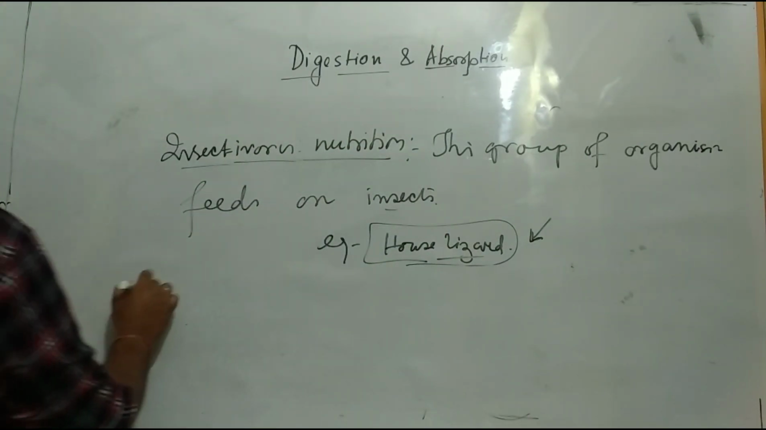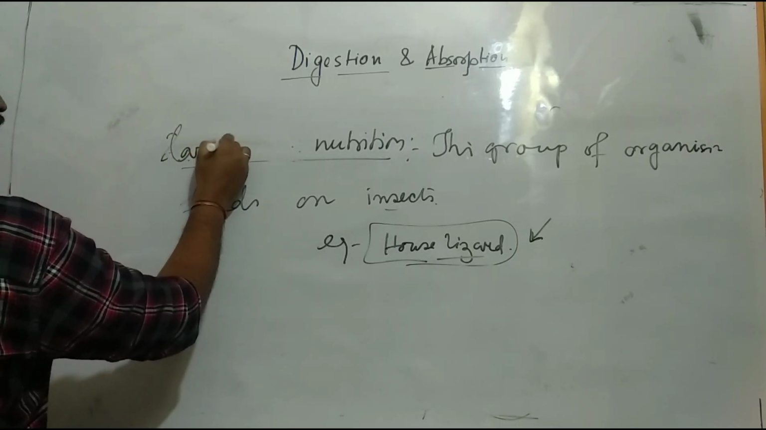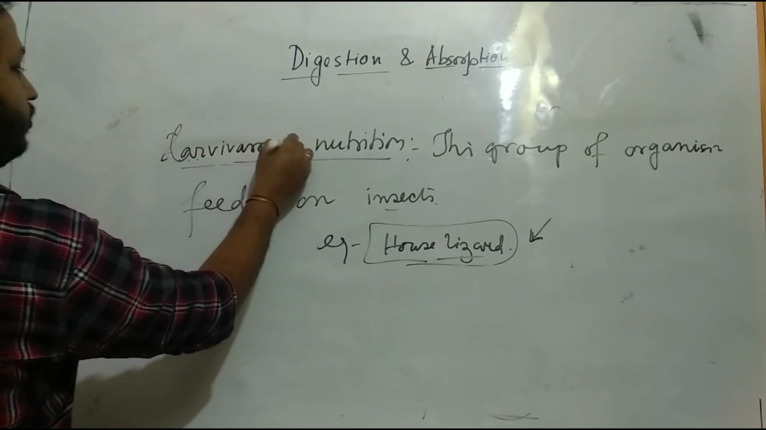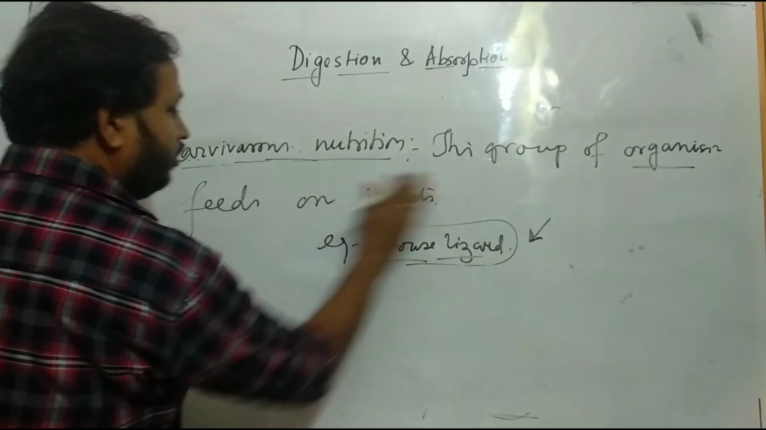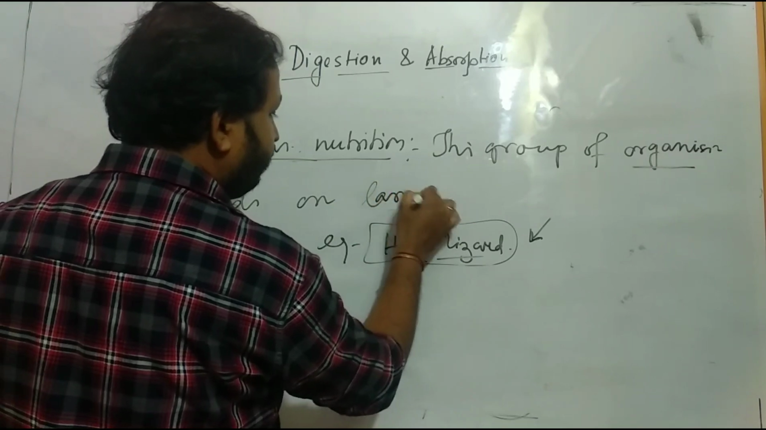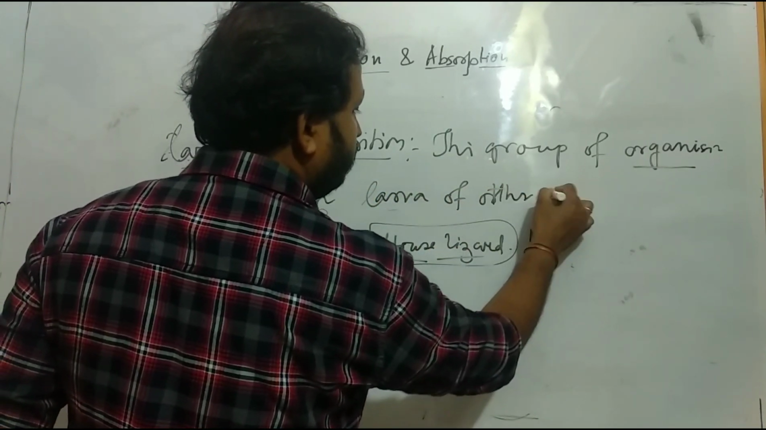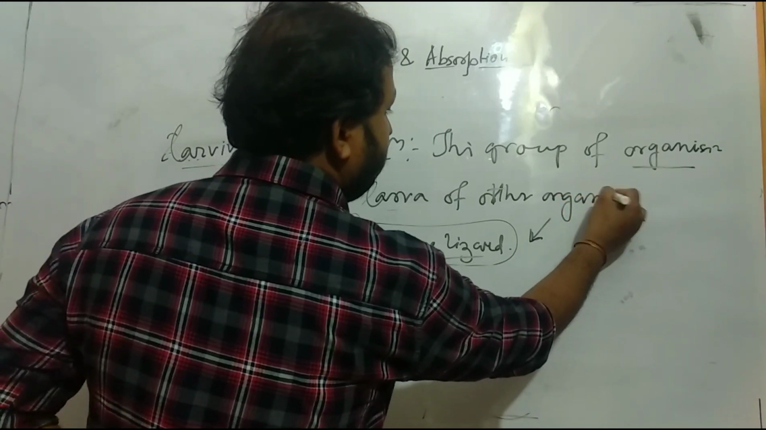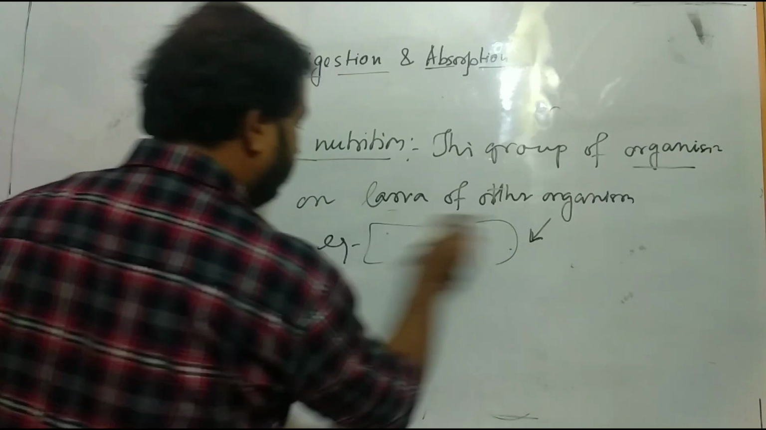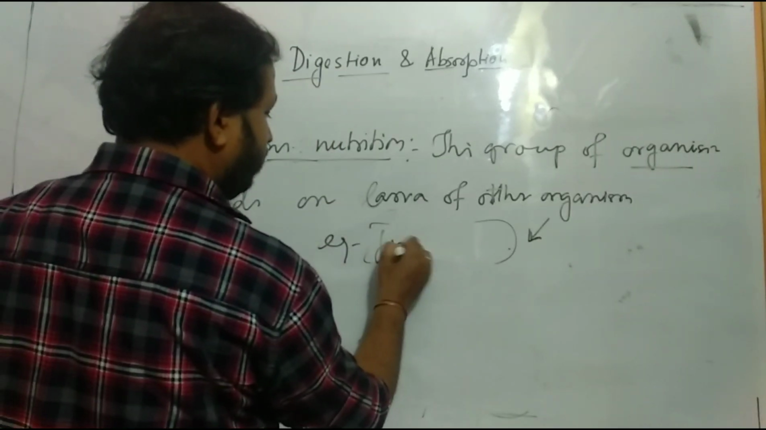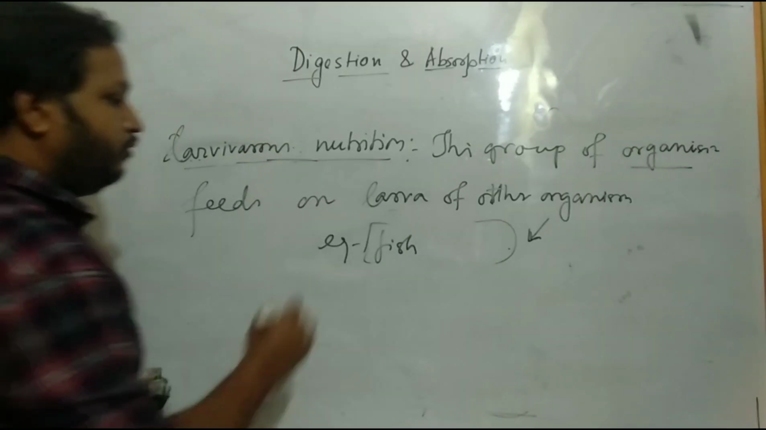Okay. One more type is larvivorous nutrition. This group of organisms feeds on larvae of other organisms. For example, fish. Fish feed on larvae of other small organisms in water.